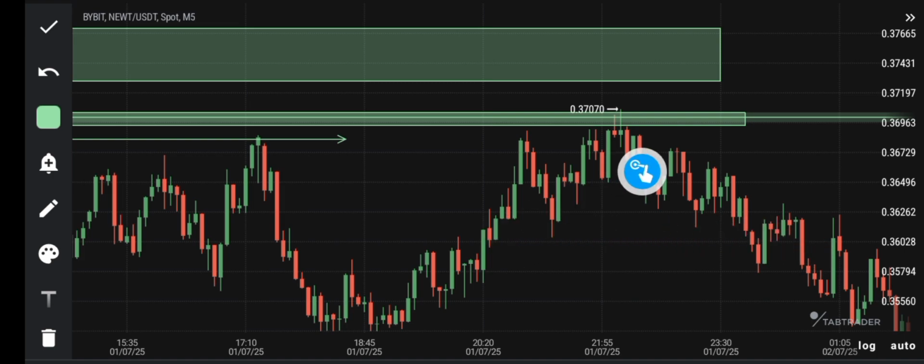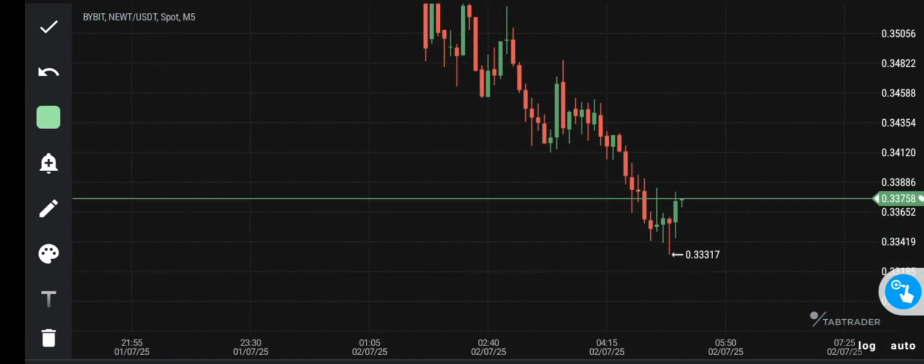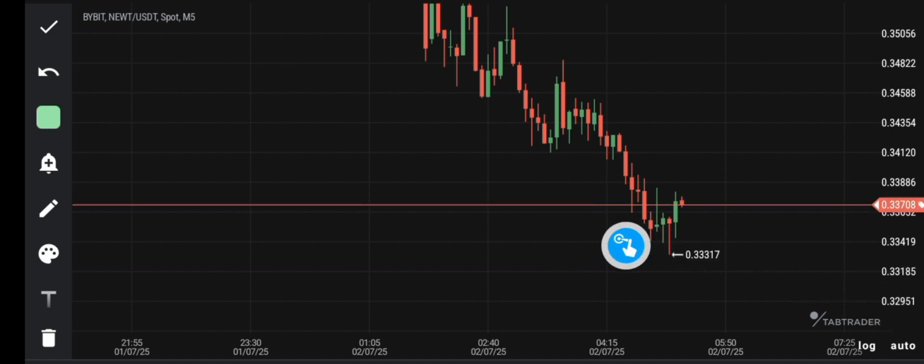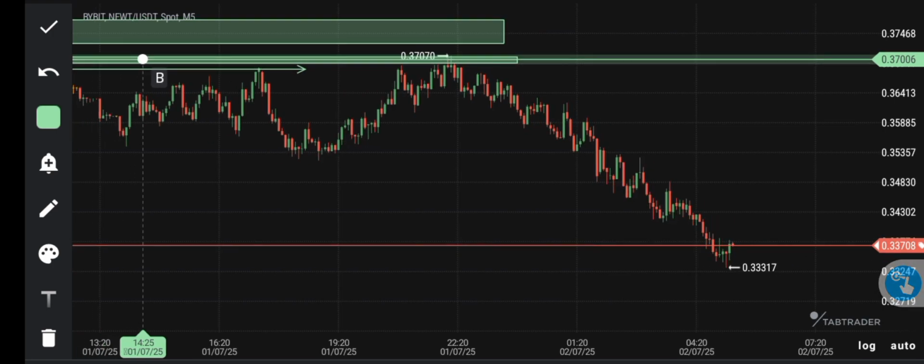And what happened? The market started selling from there. It kept selling. Can you see? It kept selling, and I left the market around this region, ladies and gentlemen. So the market kept selling from that position.